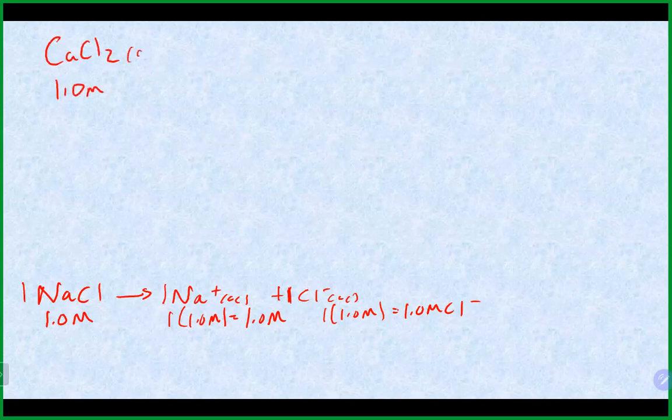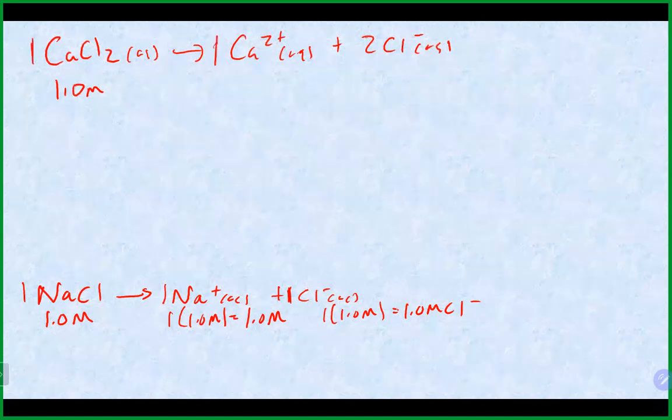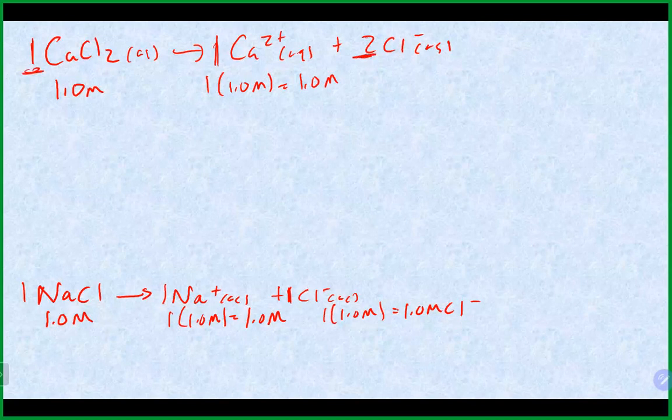When calcium chloride breaks apart in solution, you get a calcium ion and 2 chloride ions. When we think about the concentration of each of the ions floating around in there, for every 1 calcium chloride, you get 1 calcium ion, which means the concentration of the calcium ions in that solution is 1 molar. When you look at the chloride ions, for every 1 of the whole thing, we actually get 2 of the chloride ions, which means you need to multiply the concentration by 2. And the concentration of chloride ions in that solution would be 2 molar.